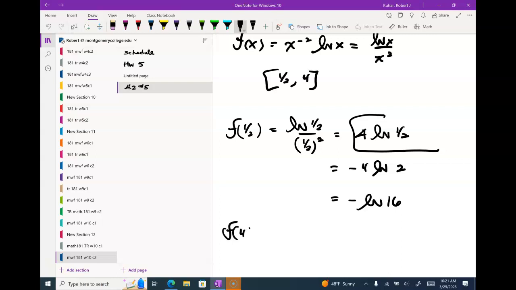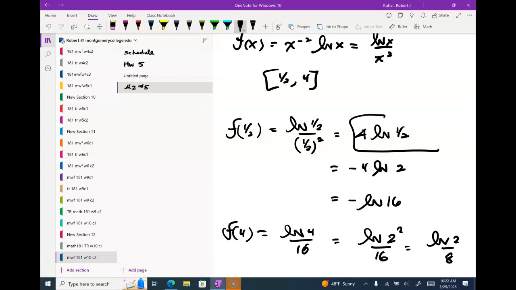I have to find the height of the other endpoint. That's 4, so that's what? Ln of 4 over 16? Yep, 4 squared is 16. I can simplify this. 4 is 2 squared, right? And that 2 can come out, right? You with me? So I get ln of 2 over 8. So I like that answer. Positive, correct? Good. So now all I have to worry about is my critical.